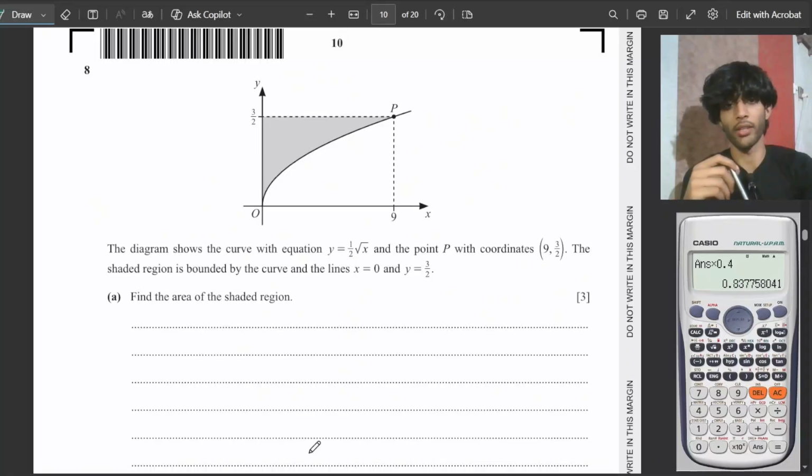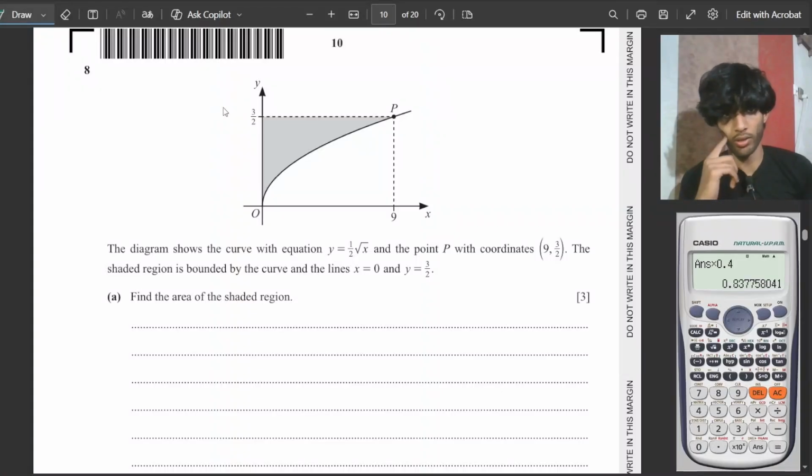So we're on to question number 8, and this is my personal favorite topic, integration. Since the diagram shows the curve with the equation y equals 1 by 2 under root x and the point P with coordinates 9, 3 by 2, the shaded region is bounded by the curve and the lines x equals 0, y equals 3.